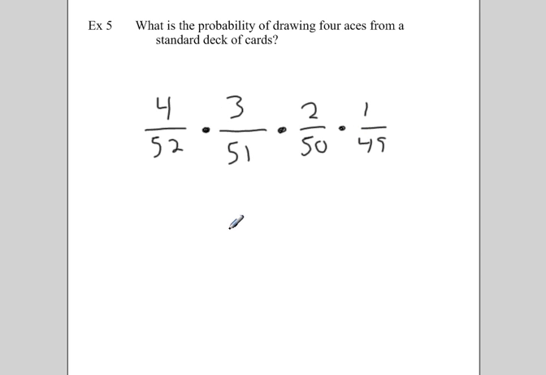So if we multiply the top times the top and the bottom times the bottom, we end up with 24 out of about 6.5 million. So really very unlikely that if I were to deal you 4 cards, you'd get 4 aces.